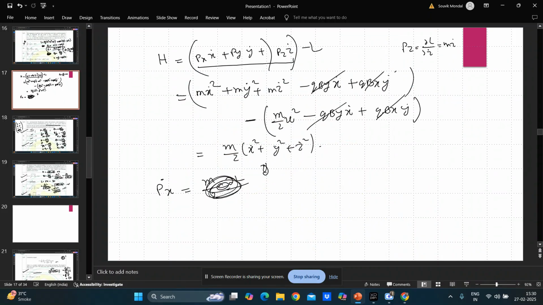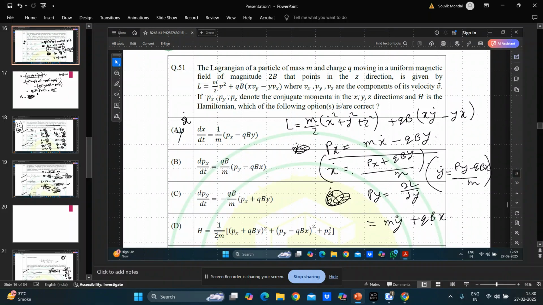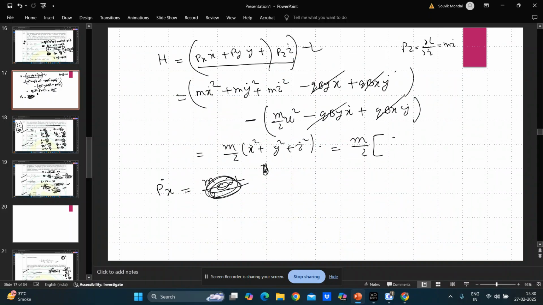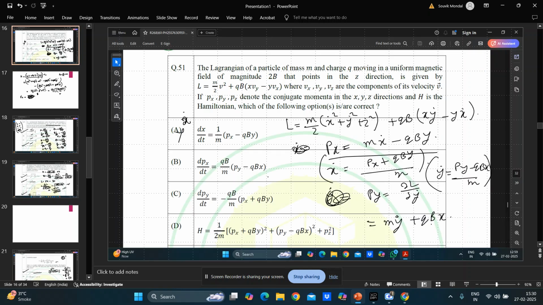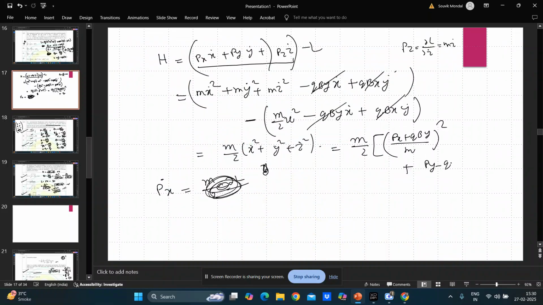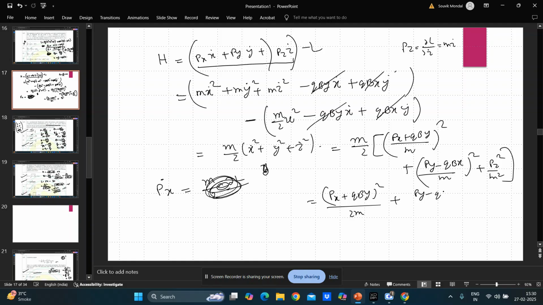This is m by 2 into x dot square plus y dot square plus z dot square. Now let's write this x dot in this configuration. x dot is px plus qby by m, so x dot is px plus qby by m whole square. y dot is py minus qbx by m, that is py minus qbx by m whole square, and this is equal to p dot square by m square, right? So your Hamiltonian will be px plus qby whole square by 2m plus py minus qbx whole square by 2m plus pz square by 2m. So this will be your Hamiltonian, right?